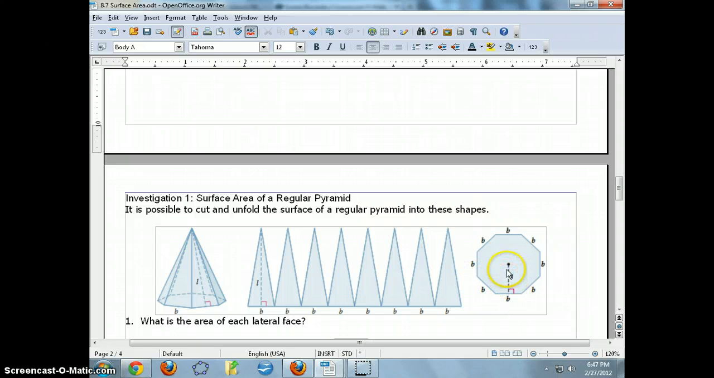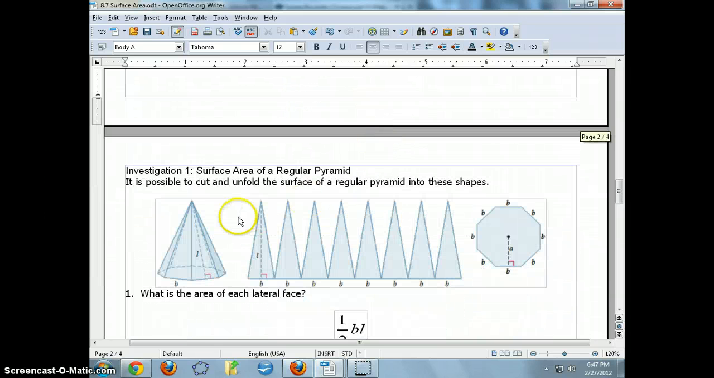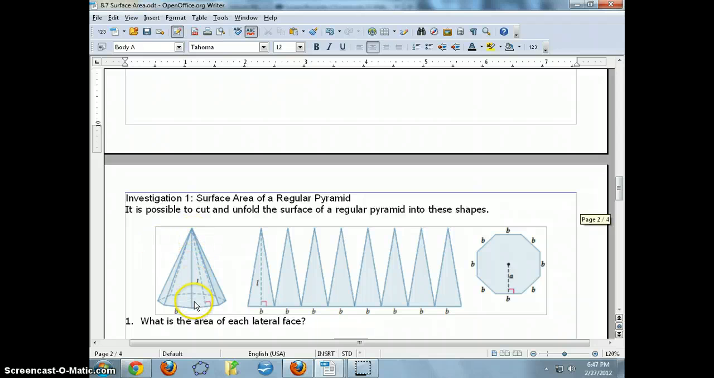We'll still use little a as the apothem, and then the L here is going to be called the slanted height. We use the slanted height instead of the vertical height of the pyramid because we're looking at each individual triangle. And that height has to be from the vertex of the triangle to the base at a 90-degree angle.